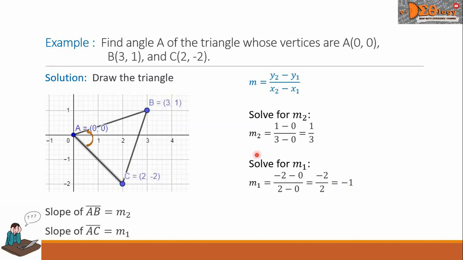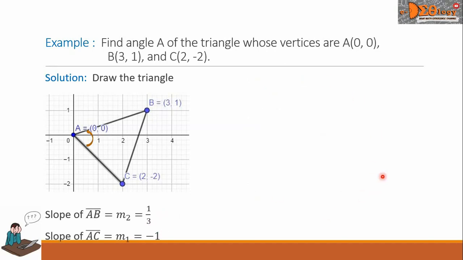Let us write the respective slopes m sub 2 and m sub 1 values in here. Let us clear this area because we're going to compute now for angle A. The formula is here. Let us do the substitution now.